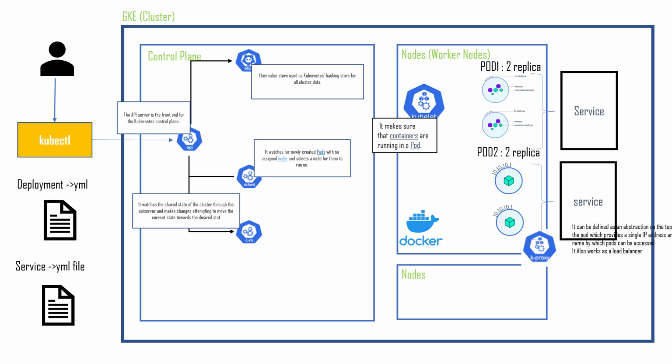Then there is the controller manager. The job of the controller manager is to see the current state of the cluster and to move it towards the desired state if and when necessary. So what that means is, let's assume pod 1 has a desired state of 2 replicas, but one of the replicas got deleted. So the controller manager makes sure that one new extra replica gets created. That is the primary job of the controller manager.